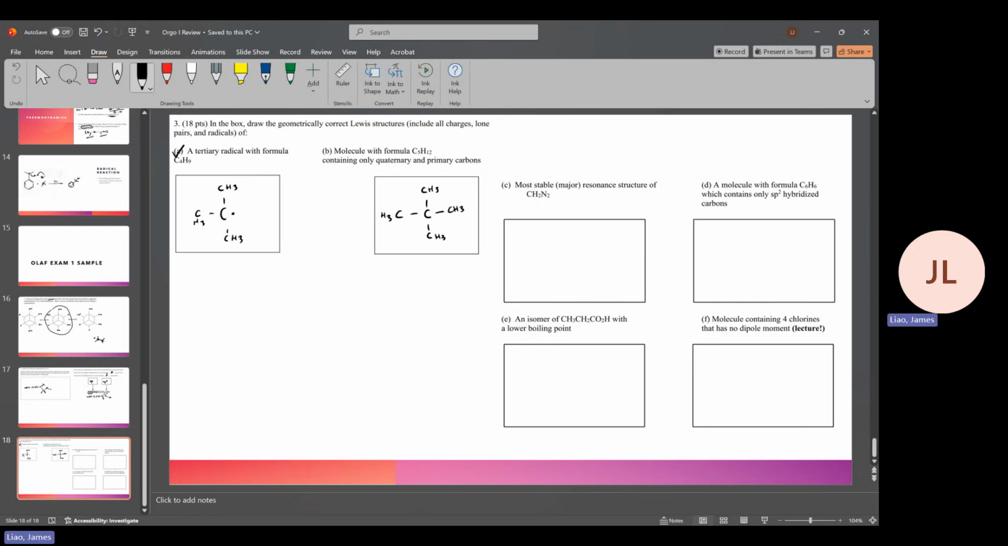Next, we need the most stable resonance structure of CH2N2. One of the things I've noticed when it comes to Lewis structures is that usually the first atom that's read, CH2N2, is typically the central atom. So we're going to have the carbon right here attached to two hydrogens, and then a nitrogen.